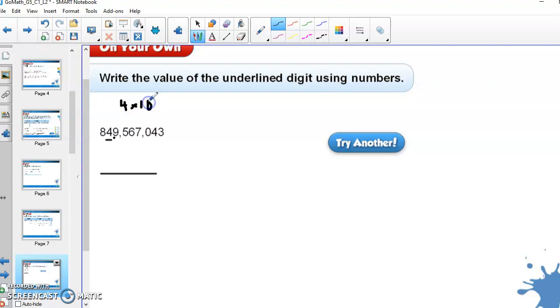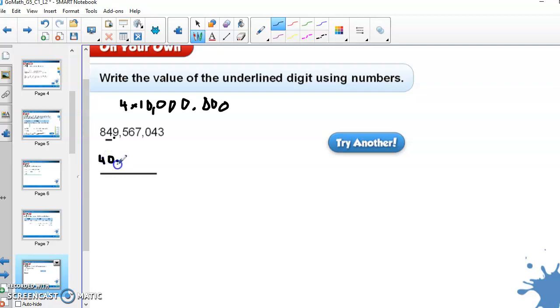So I'm going to write that out just so you can see what I'm thinking as I answer this question. And again, I'm so sorry about my sloppy writing. All right, so 4 times 10 million. So 4 times 10 million is going to be 40 million. So this has a value of 40 million.